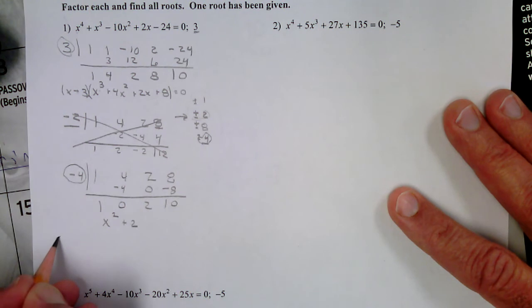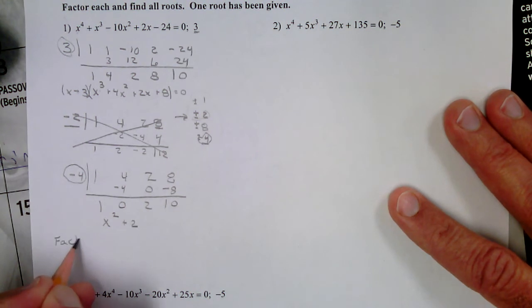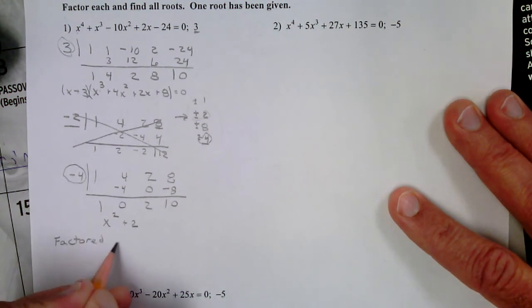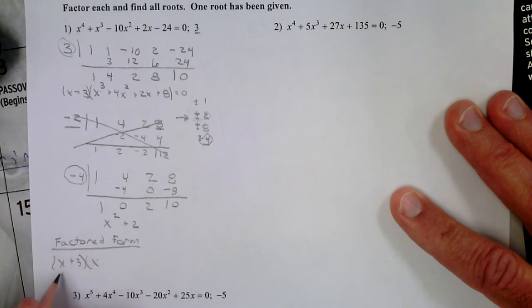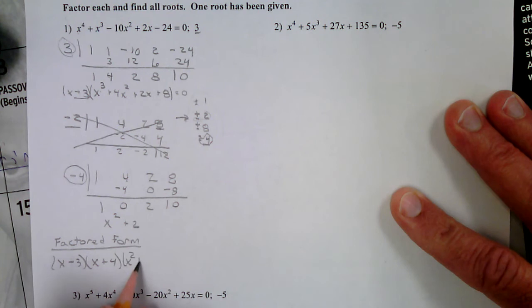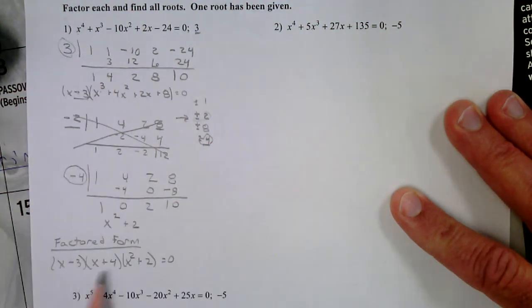So our factored form that we're going to write down first is going to be, oops, I did it again, x minus 3 that I had up here, x minus 3, x plus 4, and then x squared plus 2, and that equals 0. So here's my original equation. Here's the factored form of that equation.